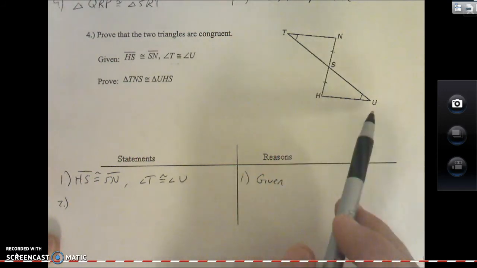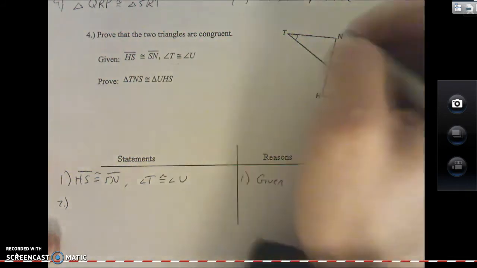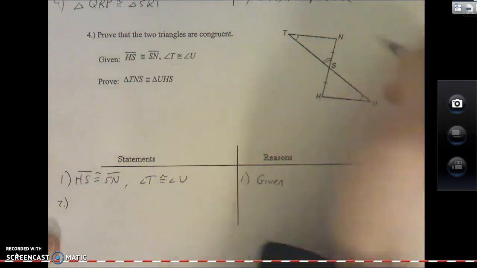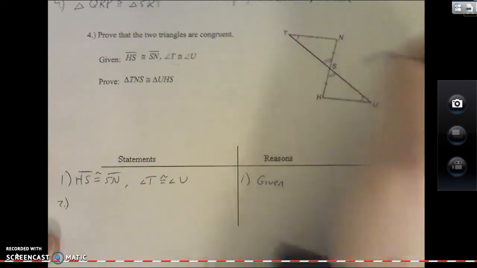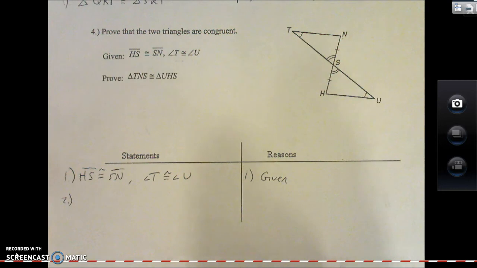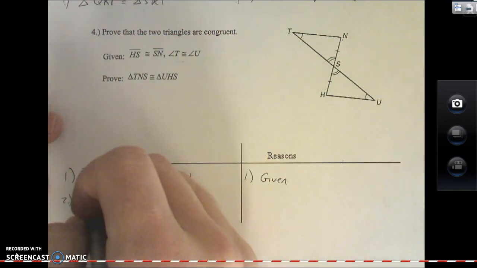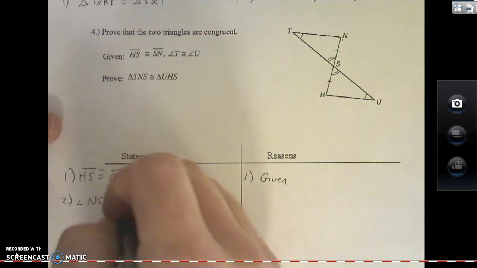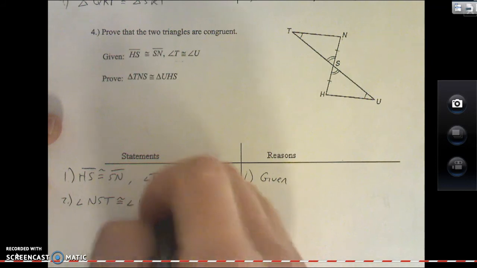Straight line, straight line. So in the middle here, because that's going on, I know that this angle, angle NST, is going to be congruent to angle USH because of something we learned before in class. Starts with a V, vertical angles. So I can say down here, angle NST is congruent to angle USH.